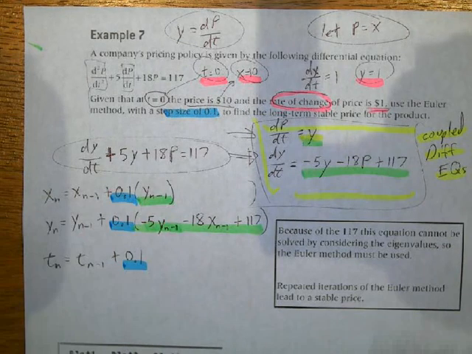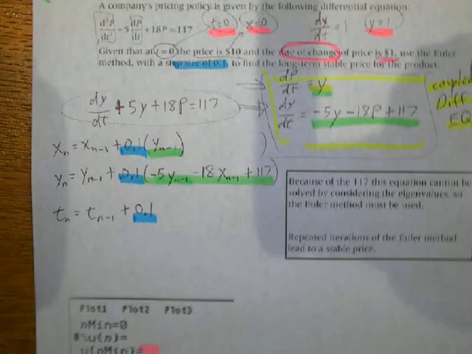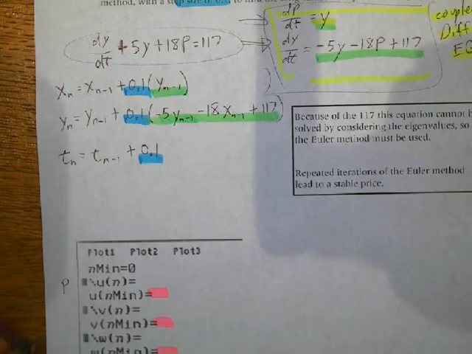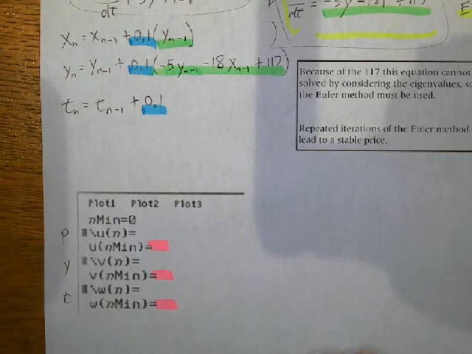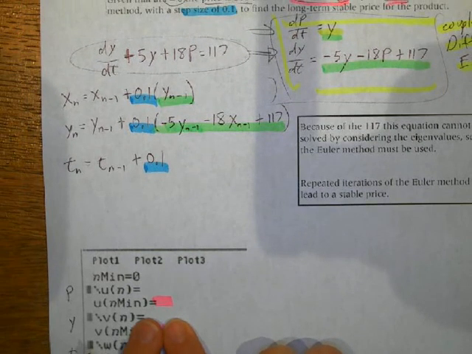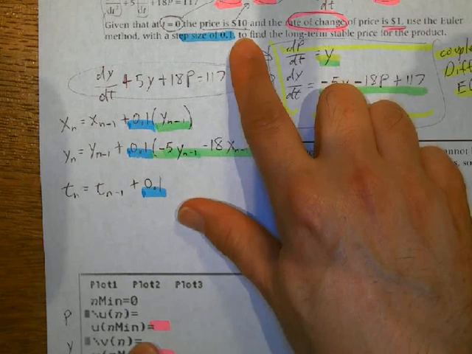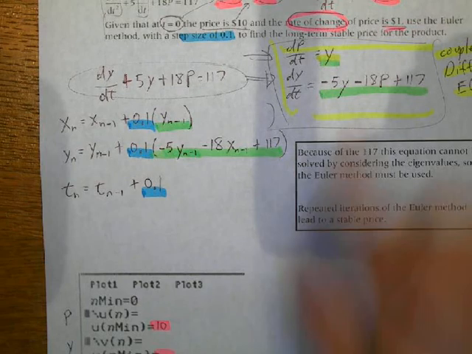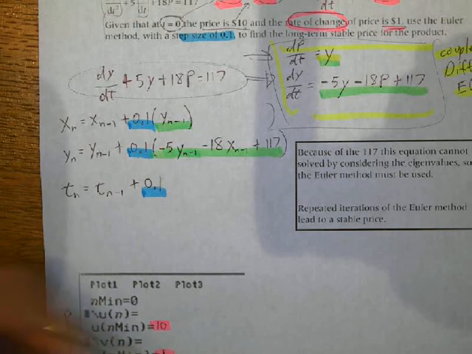Okay, so now let's plug this into our calculator, and I'm going to write down the steps we need to do. So this here is p, this here is y, and this here is t. So my p value is 10. My y value is 1. My starting time is 0.